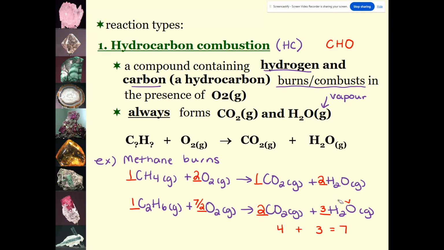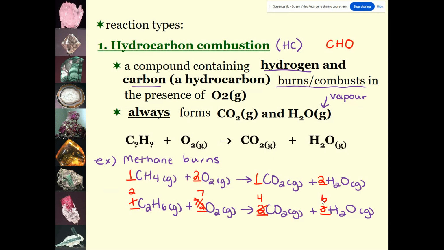Okay? Now, if you don't like seeing fractions, or let's say you're given a question where it asks you to record your balancing coefficients in the simplest whole numbers, what you do to fix it, now that it's balanced, is just double everything. So this 1 would become a 2, the 7 over 2 would become a 7, the 2 would become a 4, and the 3 would become a 6. Now it's still balanced, but with the lowest whole numbers.